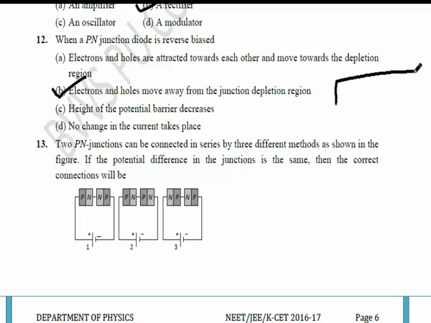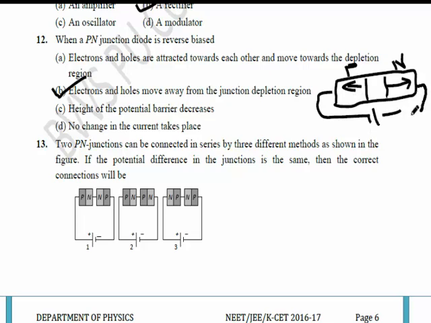If you look at the PN junction, this is P, this is N. So the electrons and holes will move away from the junction when it is reverse biased. For reverse biasing, the electrons and holes will move away from the junction. So B is the correct option.